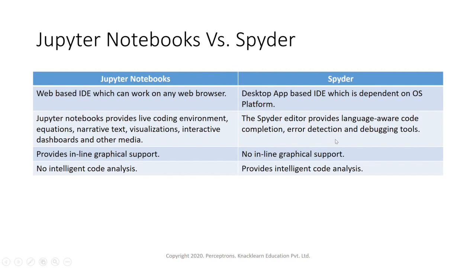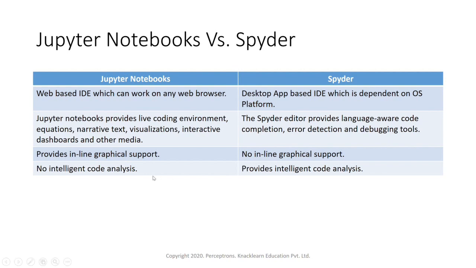And when it comes to Spyder, the Spyder editor provides language-aware code completion, error detection, and debugging tools. So Spyder is more towards language-aware code completion. There is a very powerful auto completion tool in Spyder. You have error detection and debugging tools as well.